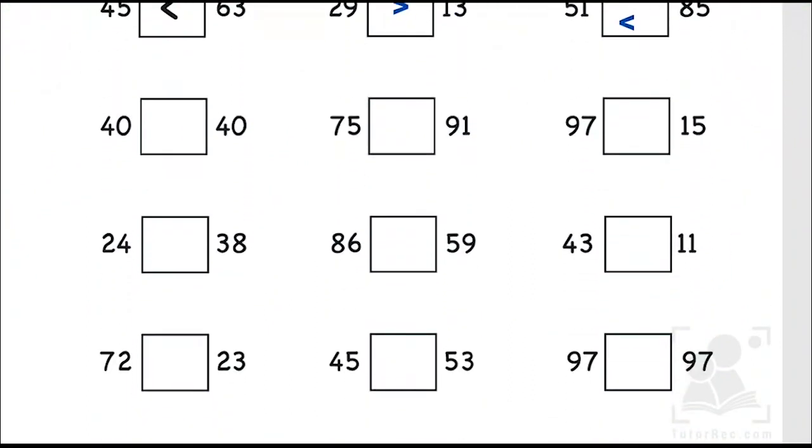Let's move to the next. It says 40 and 40. It means 40 is equal to 40. So we are going to put the sign of equals. Next is 75 and 91. 75 is less than 91. So we will keep this sign over here. The closed face should be towards 75. Next is 97 and 15. 97 is greater than 15. So we will keep the open side towards 97.